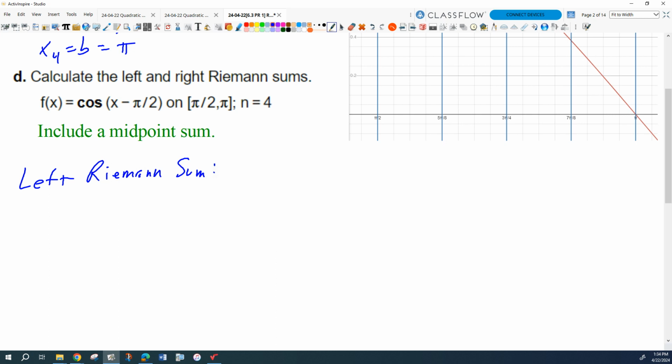What's our left Riemann sum? We'll call this L of 4 because we're adding up 4 rectangles. Well, we just have to get a height and a width for each of those. How do I calculate the height of the first rectangle? What's it going to be? F of what?